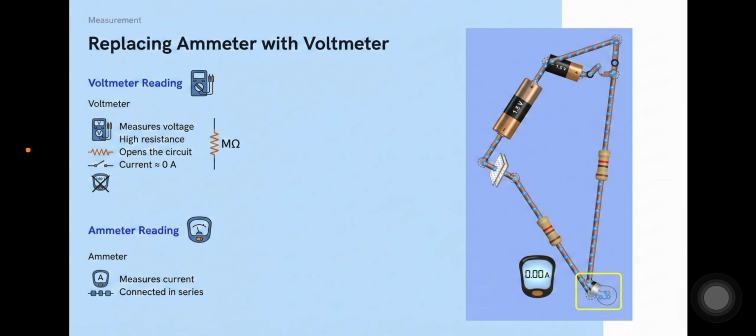This experiment also highlights the difference between the two measuring devices. The ammeter measures current and is placed in series, while the voltmeter measures potential difference across components without significantly affecting the current.